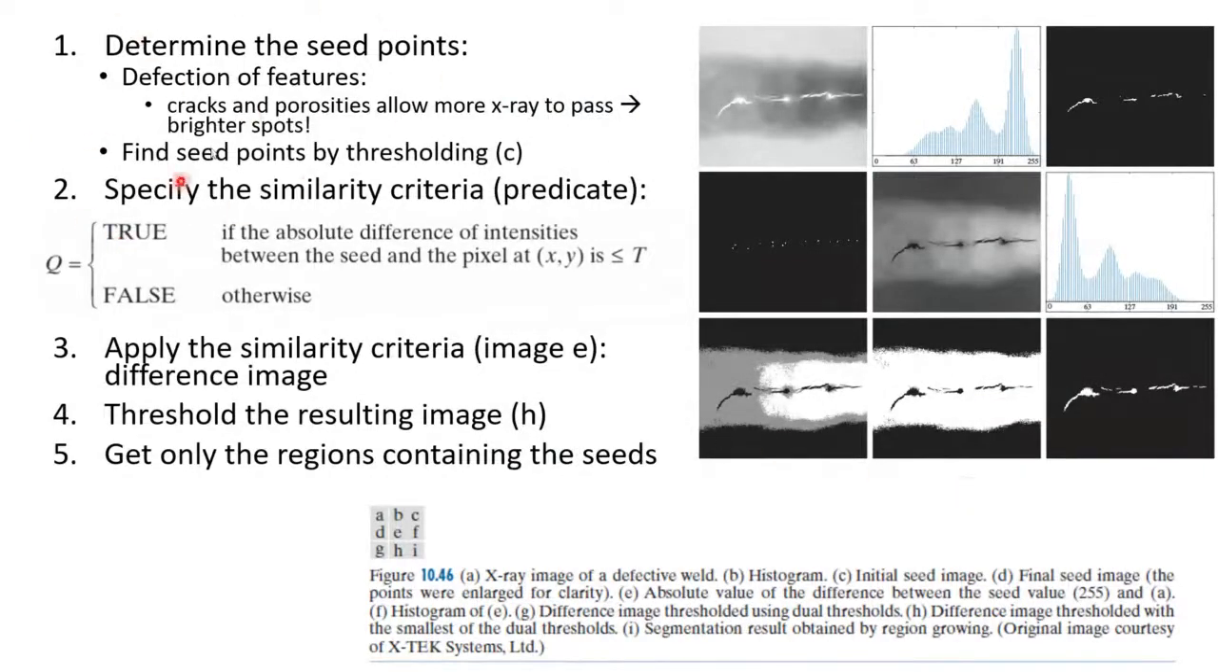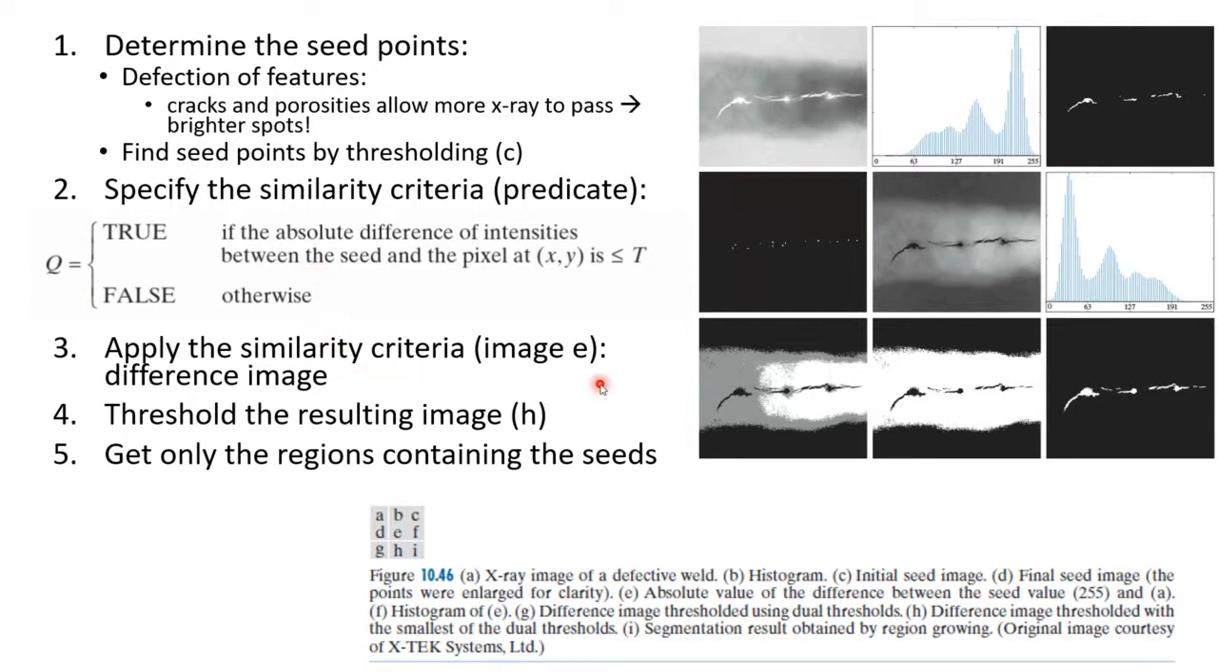So this is just a summary of what I just explained. Determine the seed points. There's detection of features, so you know that cracks and porosities allow more X-ray to pass, so they're going to be bright spots. Find seed points by thresholding. Then specify the similarity criteria. Whichever satisfies the similarity, I'm going to label with 1, and with 0, the things that don't satisfy.